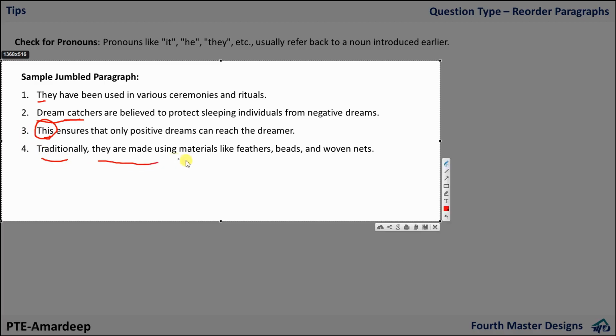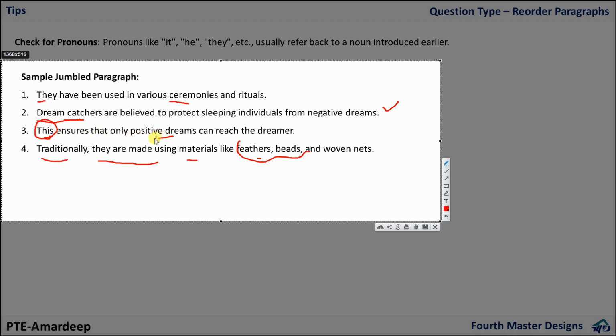Traditionally they are made using materials, like again this is plural. So dream catchers are believed to protect sleeping individuals from negative dreams. So this can be my definition. Then after this, this ensures, what is the activity? They are made using materials like feather. Can I say like this? If something is made of material like feather, beads, woven nets, this ensures only positive dreams can reach the dreamer. Maybe, we don't know. Then they may have been used in various ceremonies and rituals. So again, we do not have direct relation. Now let's read in detail.